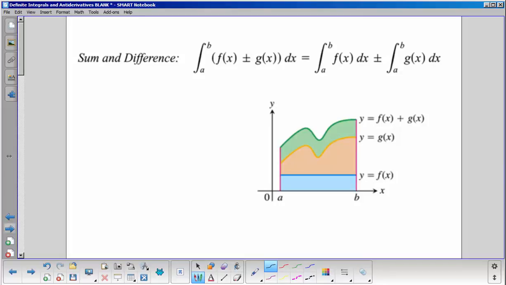Sum and difference. So let's say you have a function that's defined as f of x plus g of x, which is the green function here. This property states that if you find the area under the green function, it'll be equal to the same thing if you found the area under the blue function and added it to the area under this orange function. Does that make sense? That's pretty logical also, I think. So you can bust it up.